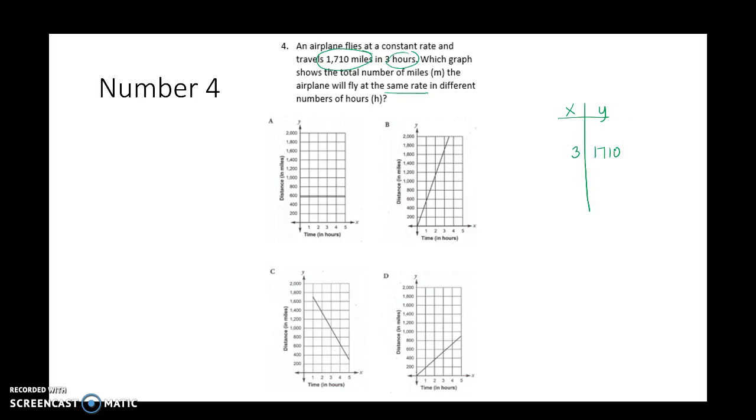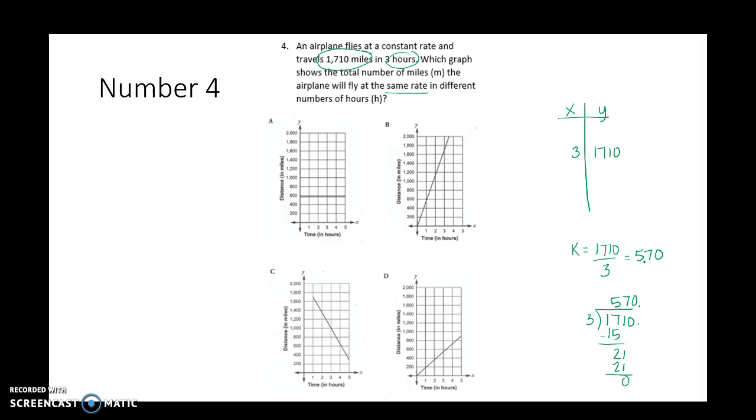All right, so I want to go ahead and find my constant. So I know k equals y over x, so 1,710 over 3. I'm going to do my division. 3 times 5 is 15. 21, so 3 times 7 is 21. I get a 0, but I need to fill in my decimal. So it's 570. Oops. So 570 is my k.